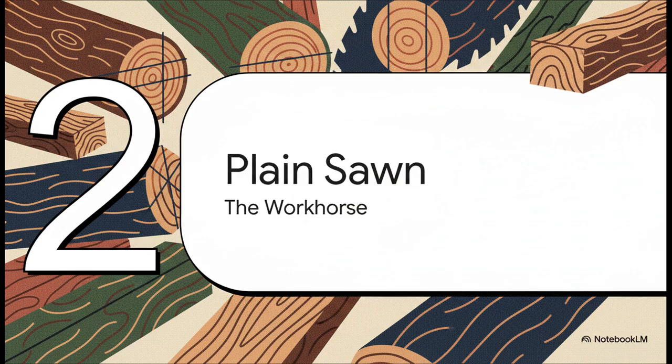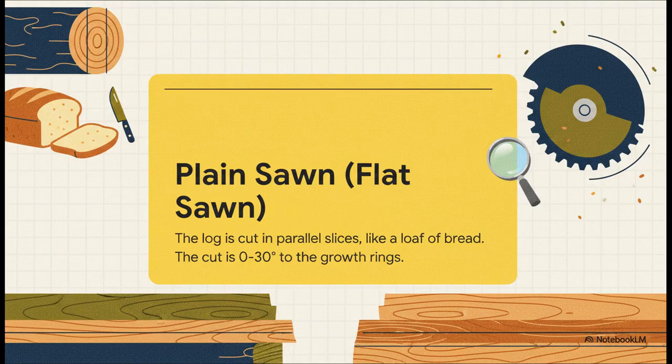This is the one you're going to see most often: plain sawn, or, as we just learned, flat sawn. And there's a good reason why this is the absolute workhorse of the lumber industry. The process here is about as straightforward as it gets. Just picture a log at the sawmill. You just slice it from one side to the other in a series of parallel cuts. It's exactly like slicing a loaf of bread. The really key thing here is the angle. The saw blade is cutting the growth rings at a really shallow angle, somewhere between 0 and 30 degrees. This simple, super efficient method is what gives plain sawn wood all its unique characteristics.